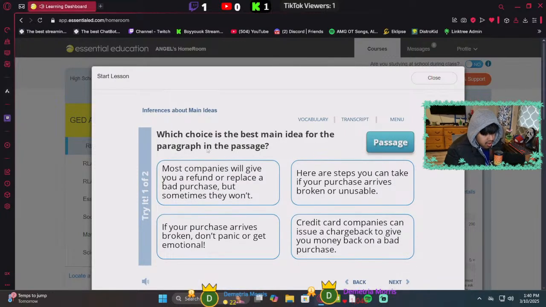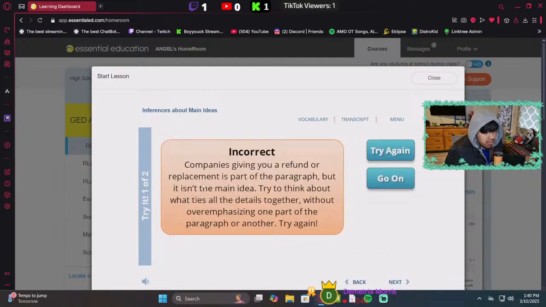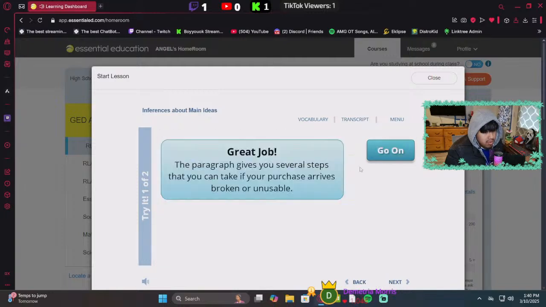Which choice is the best main idea for the paragraph in the passage? Companies giving you a refund. Great job. The paragraph gives you several.